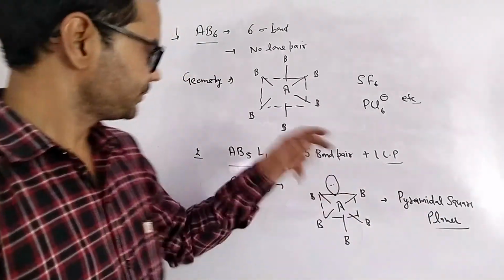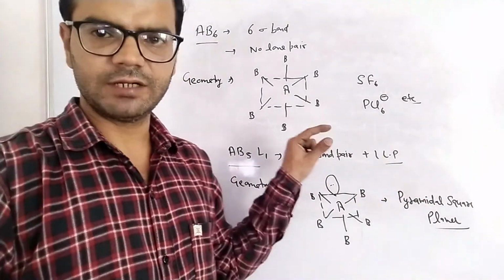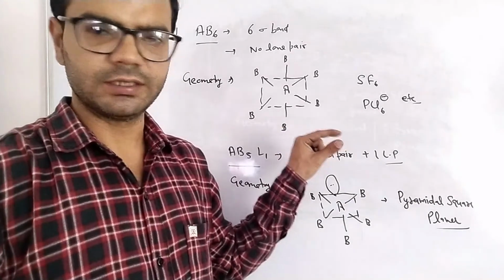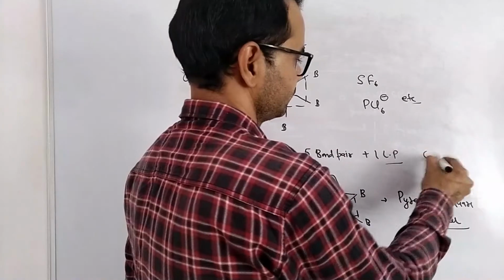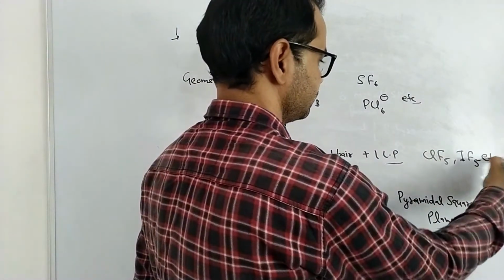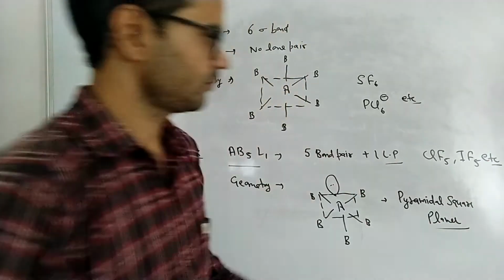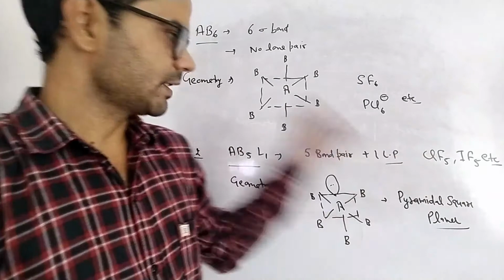Now for an example, we need 5 bond pairs and 1 lone pair, so a total of 7 valence electrons are required. So group number 17 we will use: ClF5, IF5, etc.